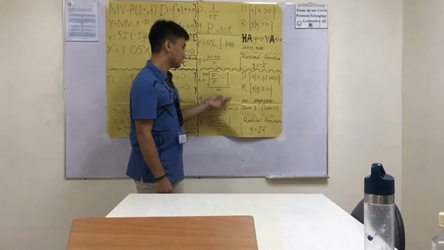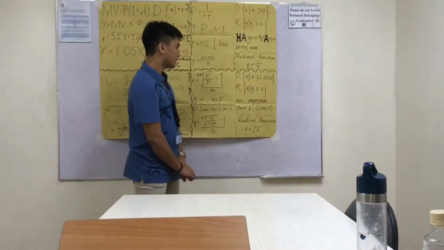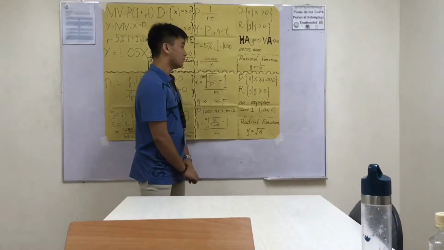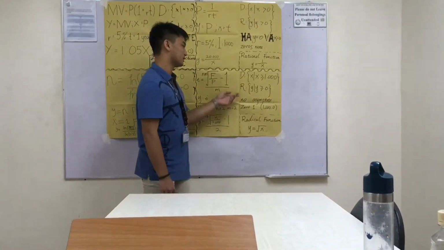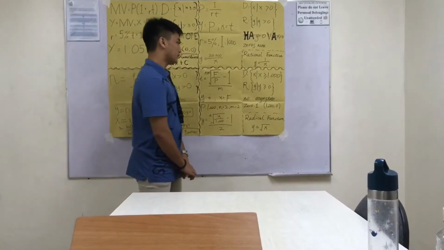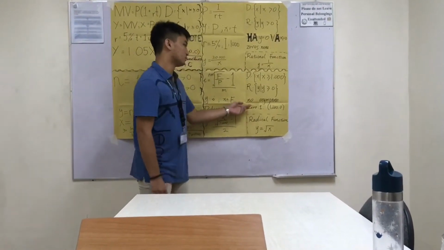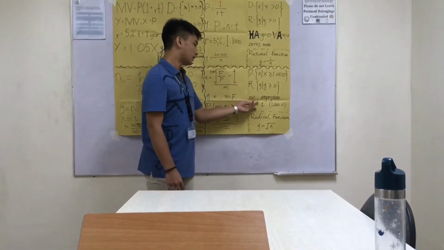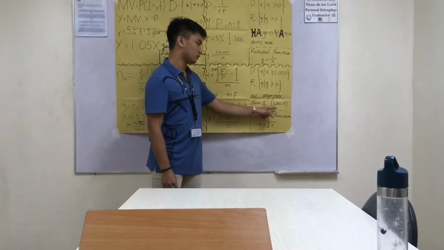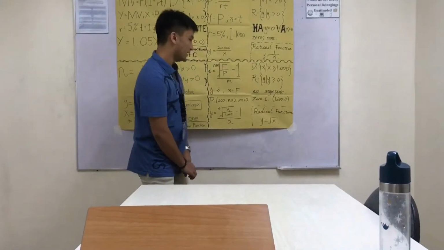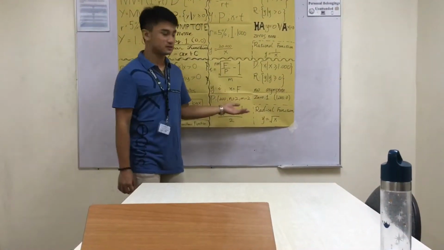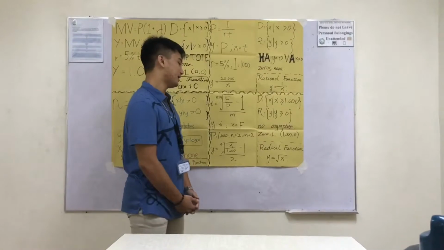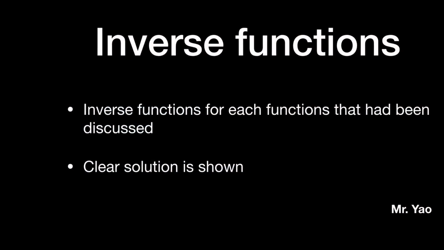The function has the domain of x greater than or equal to 1000 and a range of y greater than or equal to 0. There is no asymptote though. There is one zero, which is (1000, 0). It is a radical function since there is a variable inside the radical sign.